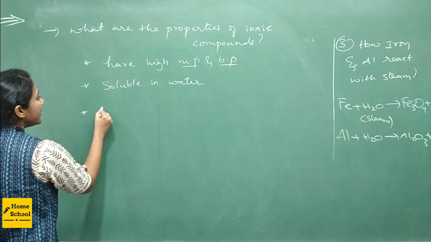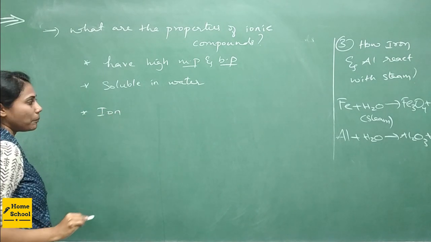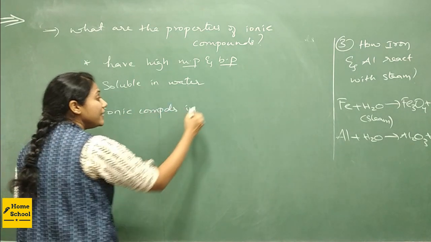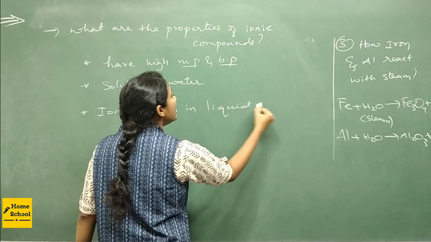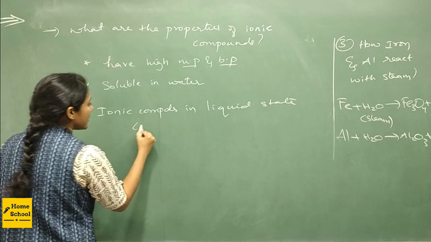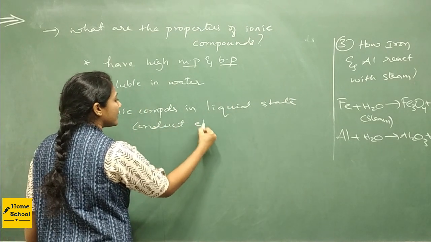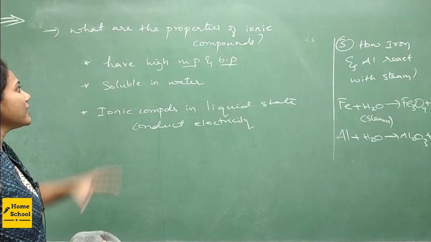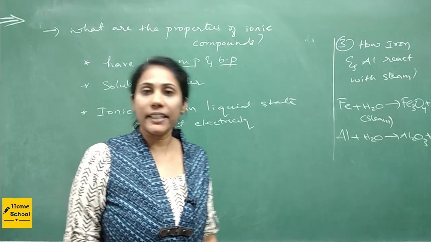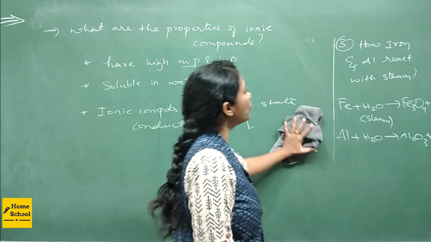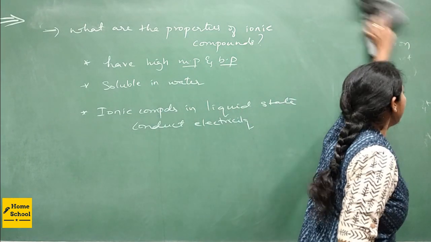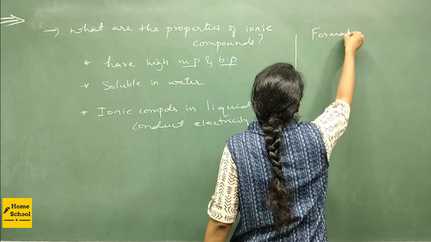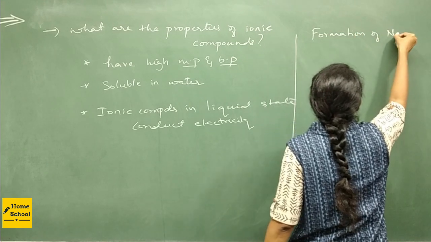And coming to third point, same thing. Like in the previous point I have discussed, ionic compounds in the liquid state conduct electricity. Okay, so these are the 3 points you can write down. Okay, so this is also one of the very important question, guys. Okay, and coming to the last important question that they can ask from this chapter is formation. Explain the formation of NaCl.